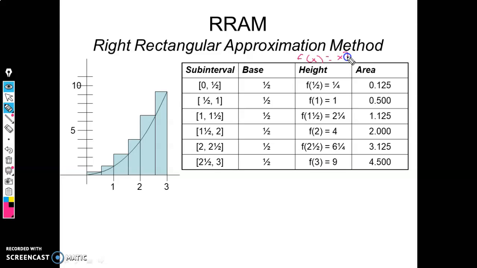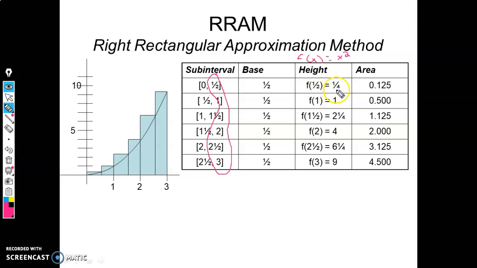Okay, so we get the height by determining the result of putting the right endpoint of each of the intervals into the function, okay? Now, if this was the left approximation method, which is actually coming up, you would use the left endpoint and put it into the function, all right?